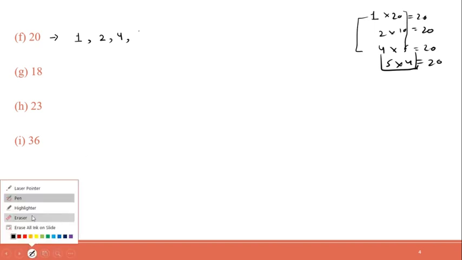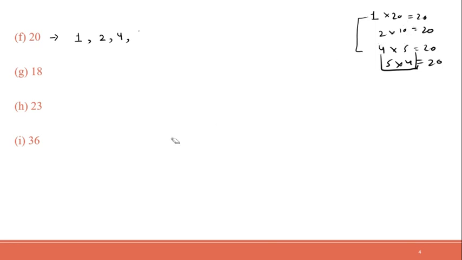Yeah, only these are the factors. Got it? So 1, 2, 4, 5, 10, and the 20 itself. So I am leaving this one also. It is very easy. Now come to this one, 23.